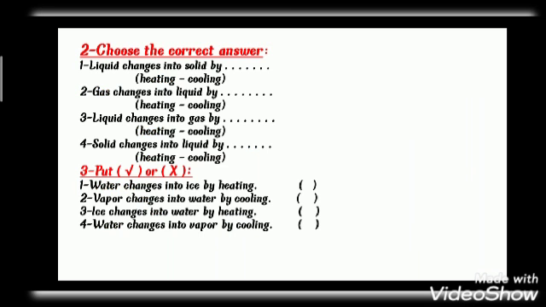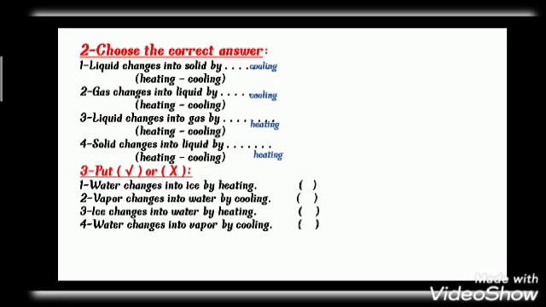Super. Number 2, choose the correct answer. Number 1, liquid changes into solid by heating or cooling? Cooling. Number 2, gas changes into liquid by heating or cooling? Cooling. Number 3, liquid changes into gas by heating or cooling? Heating. Number 4, solid changes into liquid by heating or cooling? Heating.